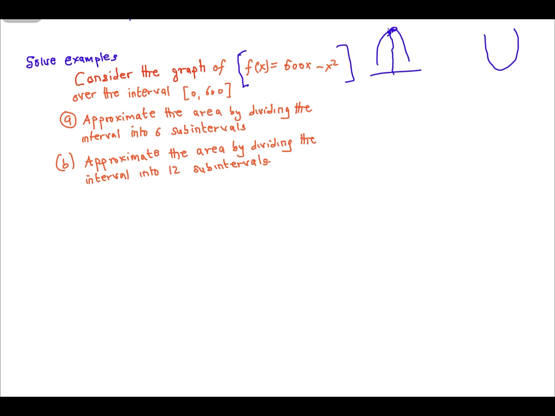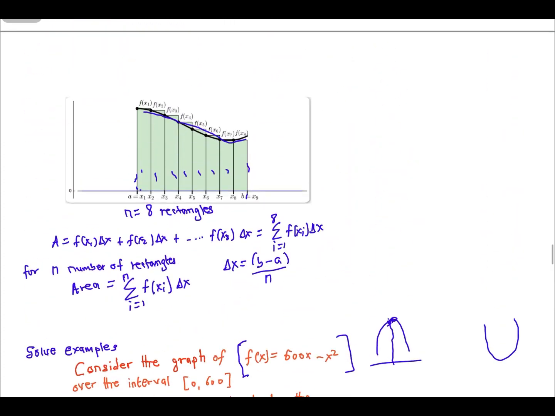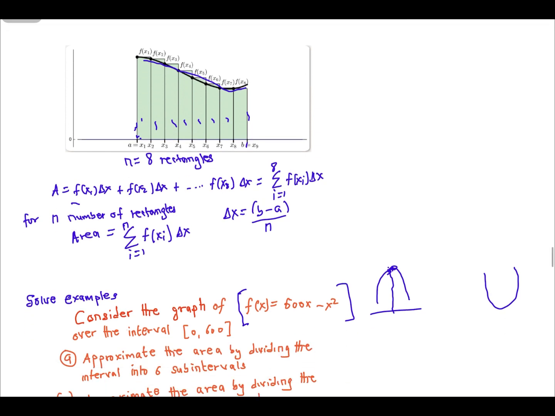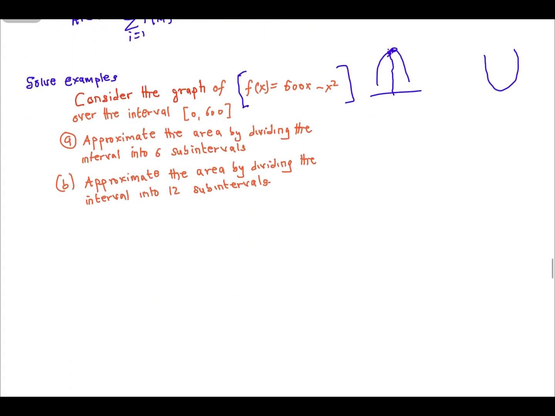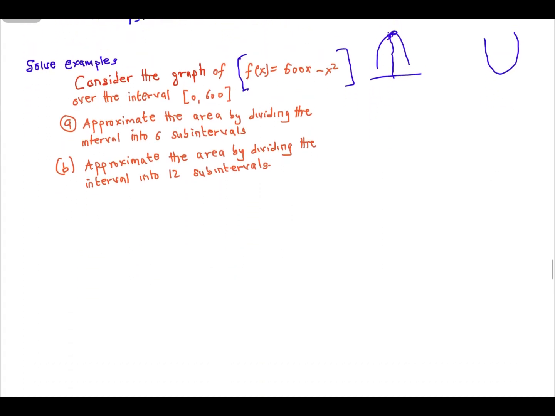So first of all, now let's compute the Riemann sum based on what we learned earlier. If you want to compute a Riemann sum, it's the area of the respective rectangles: f of x1 times the change in x, and so forth, right? And the question tells us that we should divide it into 6 for the first part.